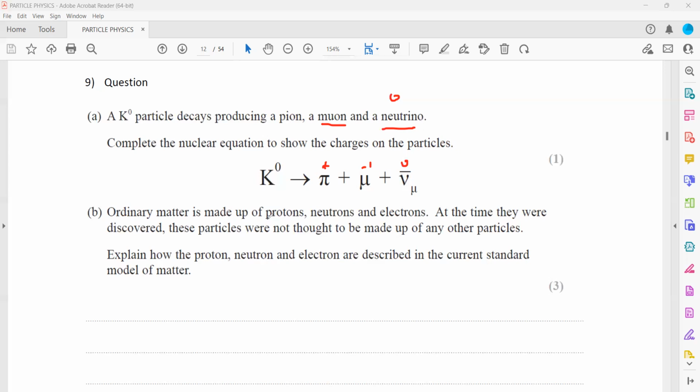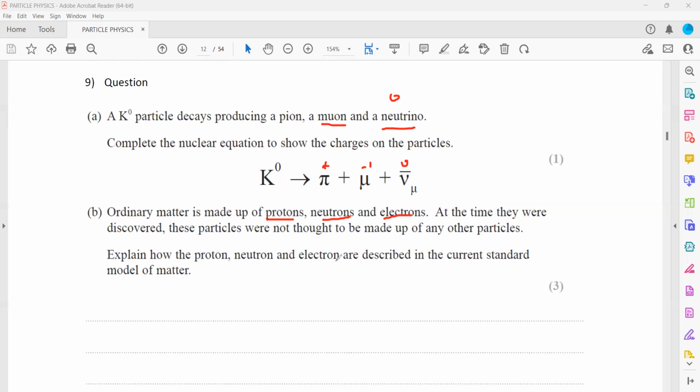Ordinary matter is made up of protons, neutrons, and electrons. At the time they were discovered, these particles were not thought to be made of any other particles. As you study the Dalton atomic theory and then the nuclear atom, Dalton atomic theory considered the atom as a fundamental particle. But after that, in the nuclear structure of the atom, we say that the atom actually consists of neutrons, protons, and electrons. And later we found that they are not all fundamental: electrons are fundamental, but protons and neutrons are not.